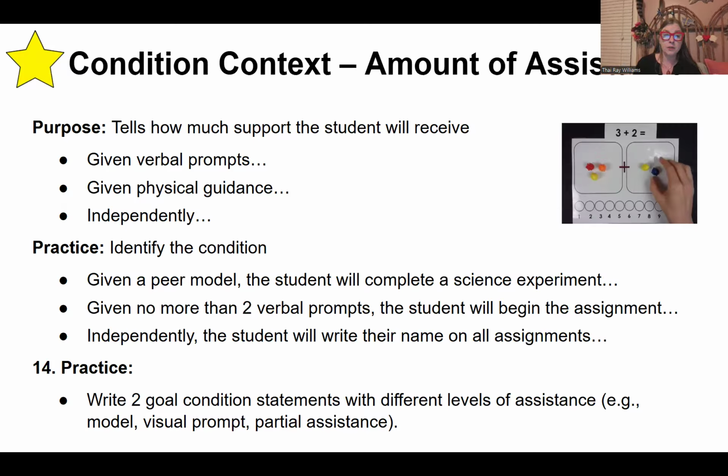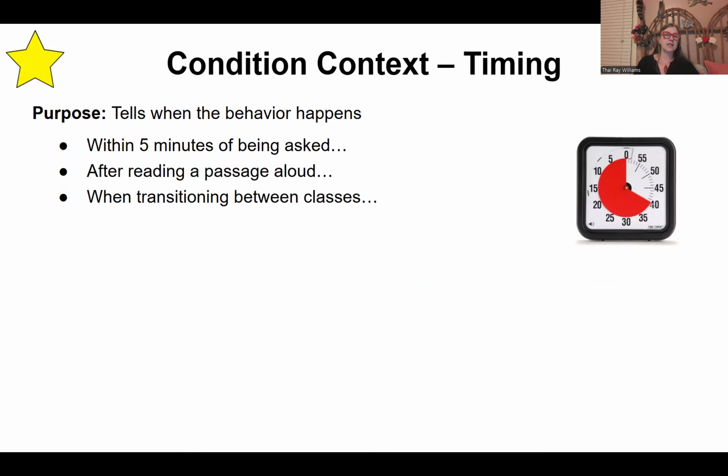All right, I look forward to seeing your condition statements related to the level of assistance or support a student might need. Let's look at the next one. The next type of condition is timing. And that tells us when the behavior occurs. So sometimes it could be an amount of time, or sometimes it could be related. Let's look at it because it'll be a little bit easier for you to understand.